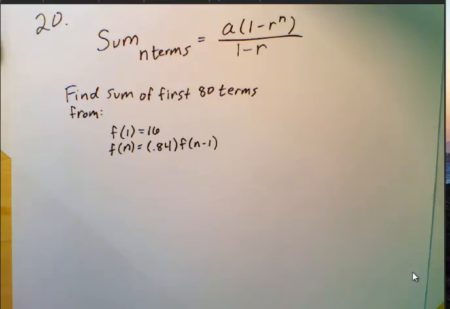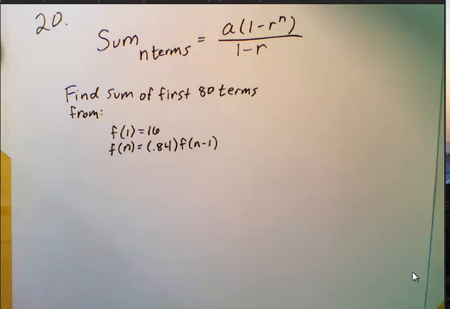Hi, this is Mr. Seitz here, helping you out with number 20 on the review for the first semester Algebra 2 final. So number 20 is asking us to find the sum of the first 80 terms from the sequence f of 1 equals 16 and f of n equals 0.84 times f of n minus 1.